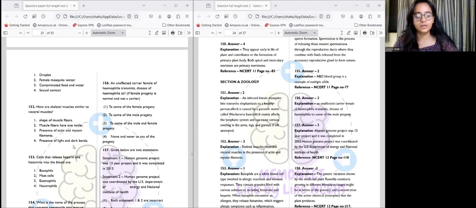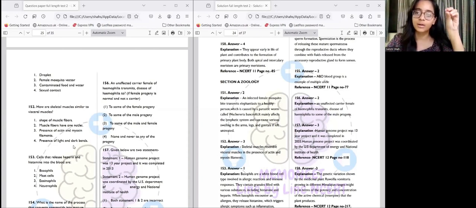How is skeletal muscle similar to visceral muscle? Okay, so there are four options given. They differ according to the shape, according to the nucleus, according to the filaments present, according to the type of bands. Now we know that in this question, they're referring to two types of muscle fibers, skeletal muscle fibers and visceral muscle fibers. What are skeletal muscle fibers? Skeletal muscle fibers are muscles present in the skeleton system. Visceral muscles are muscles relating to the viscera of the body or the visceral organs of the body. So let's compare.